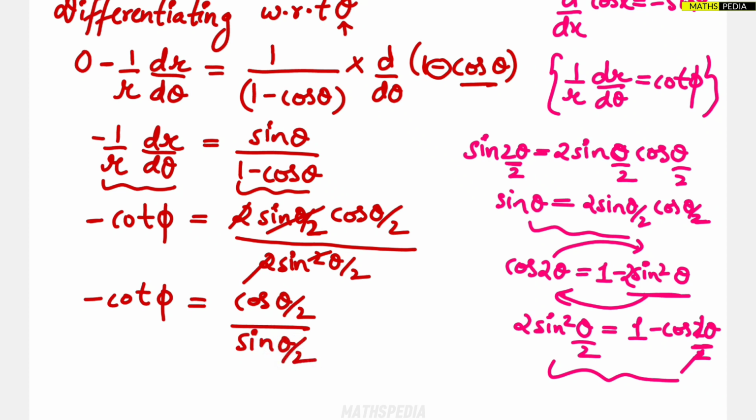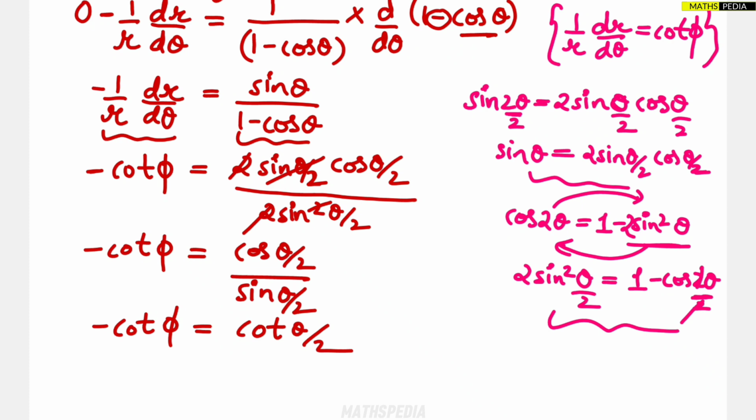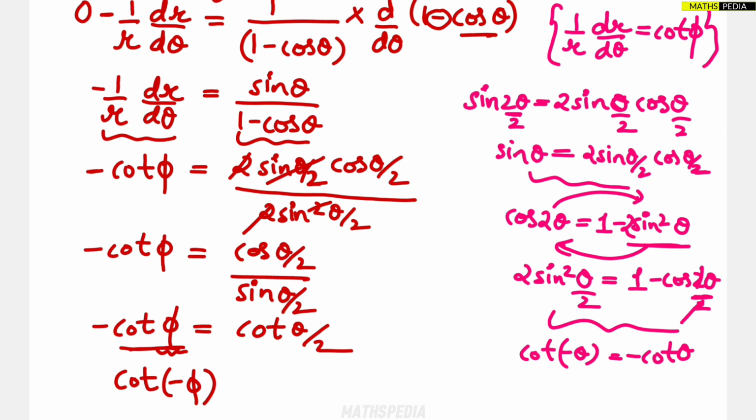As we know, cos by sine is what? Cot. So you can directly write minus cot phi is equal to cot theta by 2. See, I have to observe the angle, right? So what happens to the angle? That is very important. Either you can cancel cot and cot and just write minus phi is equal to theta by 2. But logically, you have to understand that this minus cot phi can be written as cot of minus phi. Very important: cot minus theta is minus cot theta. You might have studied that formula. Cot minus theta is what? Minus cot theta. The same logic has been applied here.